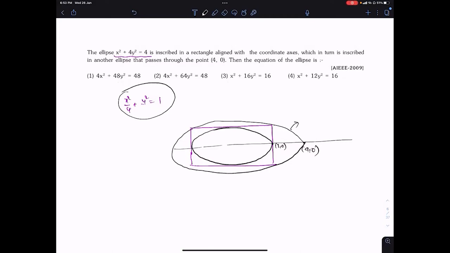See, this is an ellipse whose x-intercept is 4. So can I say the equation will be x square by 16 plus y square by b square equals 1.